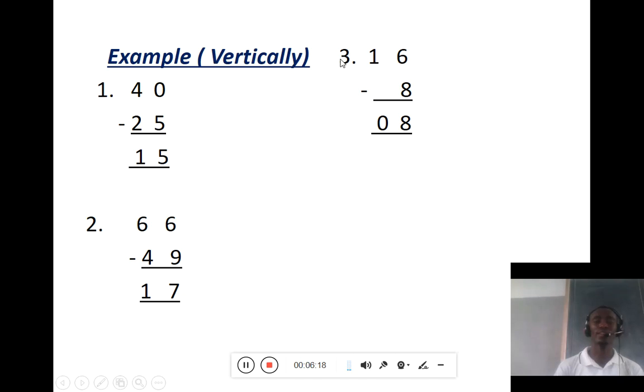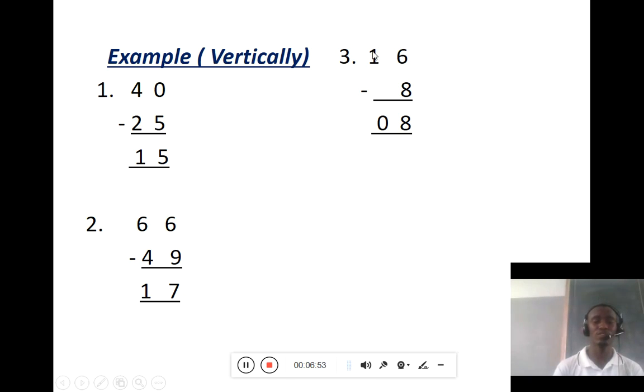Okay? And example number 3 is 16 minus 8. 16 minus 8. We start with the number of ones. The number of ones here is 6 and 8. So 6 minus 8 is impossible. So you have to borrow 1 here. If you borrow 1, you will remain with 0. Here it will be 16 minus 8. Draw 16 balls, then cut 8 balls. Good. I think you are remaining with 8. So the answer is 8.